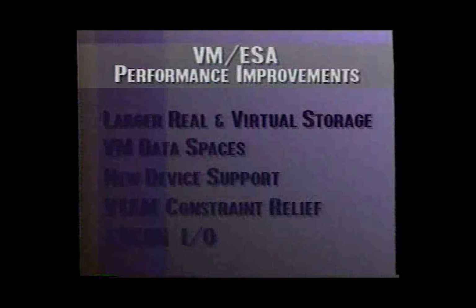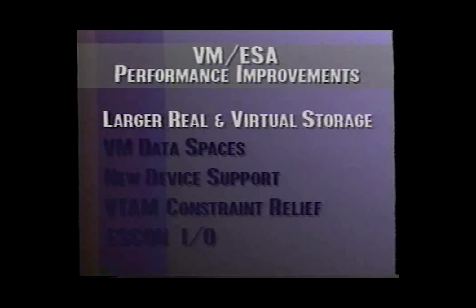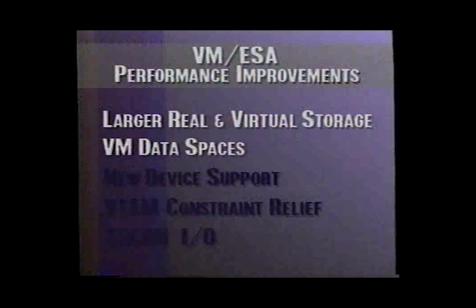Can you discuss some of those specific functions? Well, there's a lot of them. There's probably about 20, but let me just mention about 5 that are kind of some of the key ones. Specifically, VM-ESA provides performance improvements through larger real and virtual storage sizes. This not only improves performance by eliminating real storage constraints and reducing paging, but it improves the efficiency of the system programmers and application writers by eliminating their need to be concerned about managing real and virtual storage limitations and sizes.